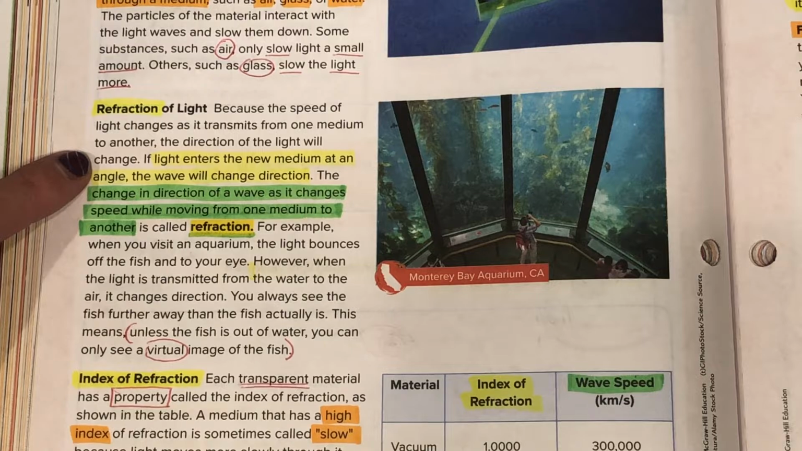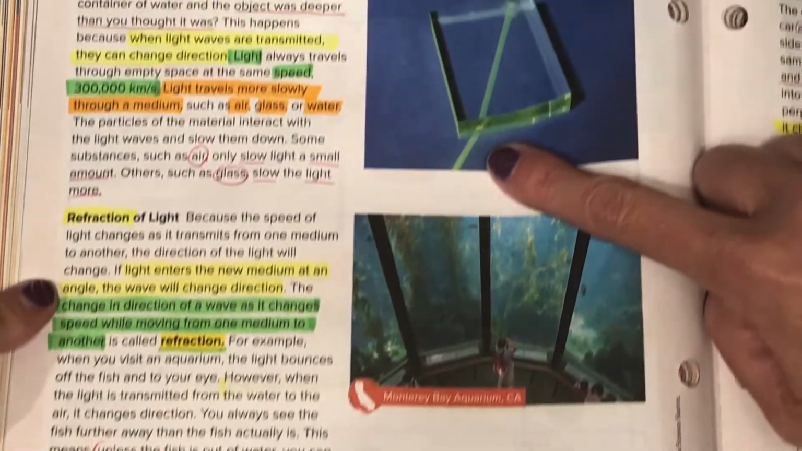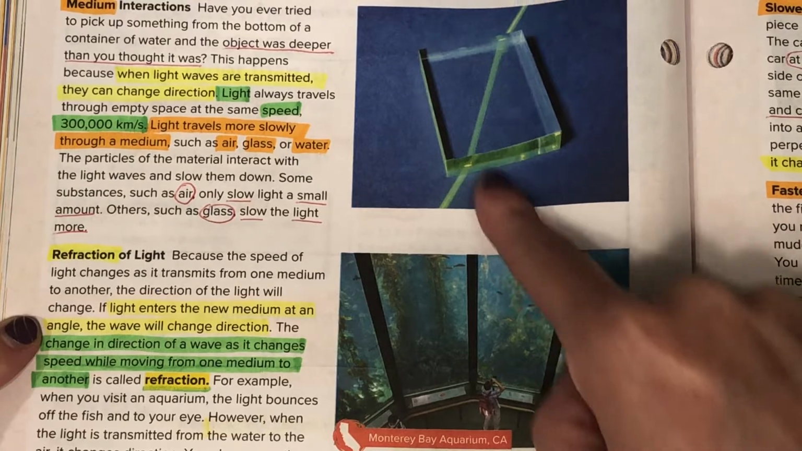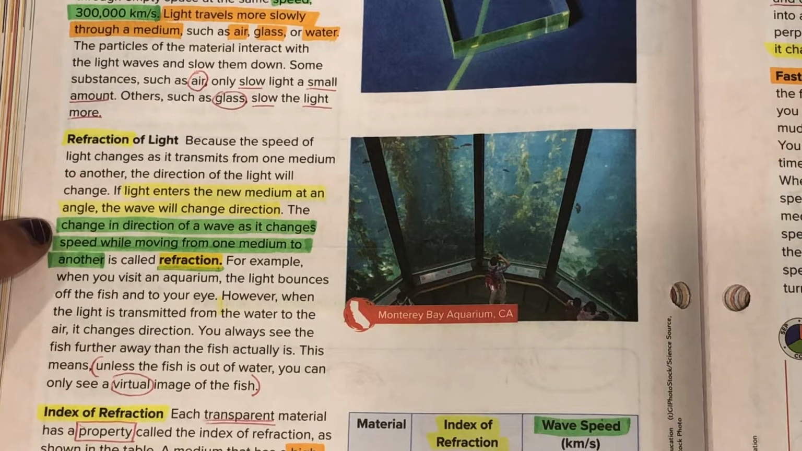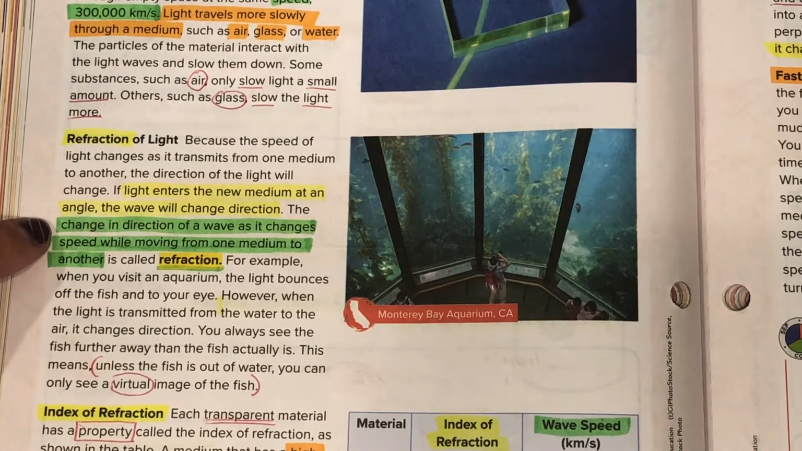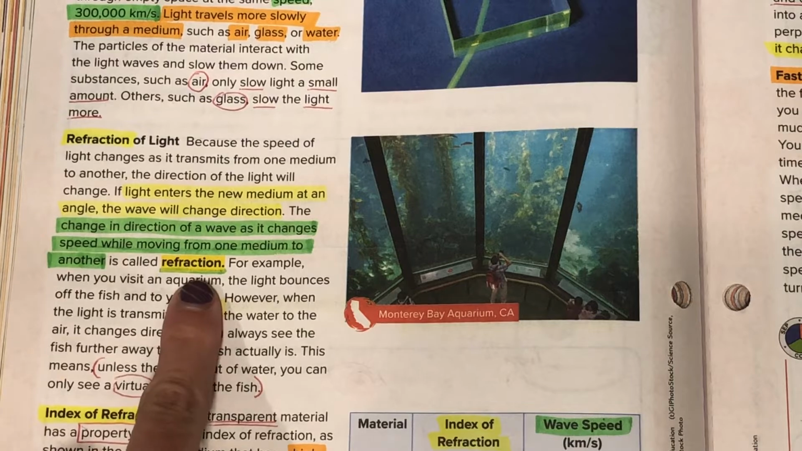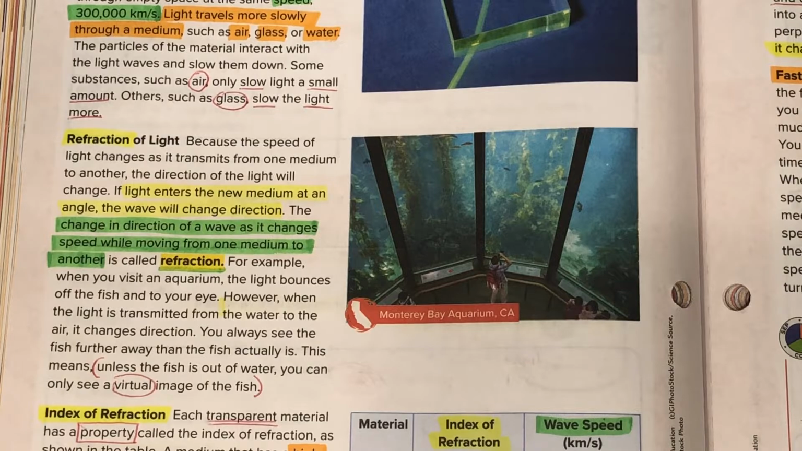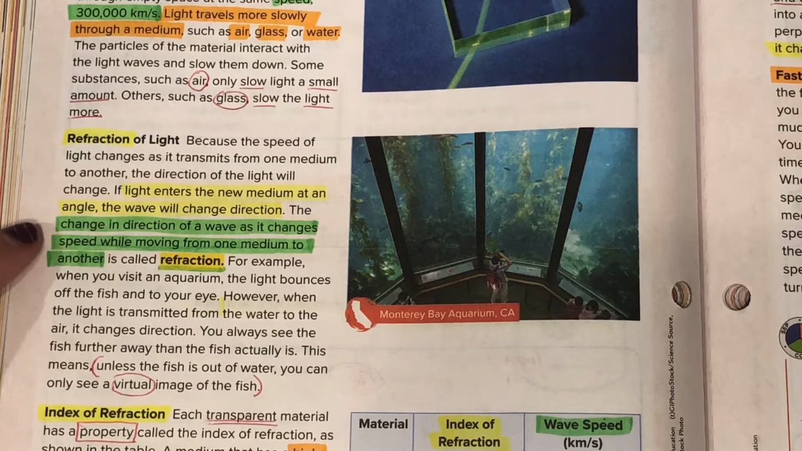If light enters the new medium at an angle, then the wave will change direction. So notice this light wave up here is coming in at an angle. It's not straight on, it's coming in at an angle. The change in direction of a wave as it changes speed while moving from one medium to another is called refraction. And there's a new vocabulary term, and we're going to add this to our foldable. If you've forgotten, here is our foldable. I'm going to show you how we're going to add that in a little bit later.